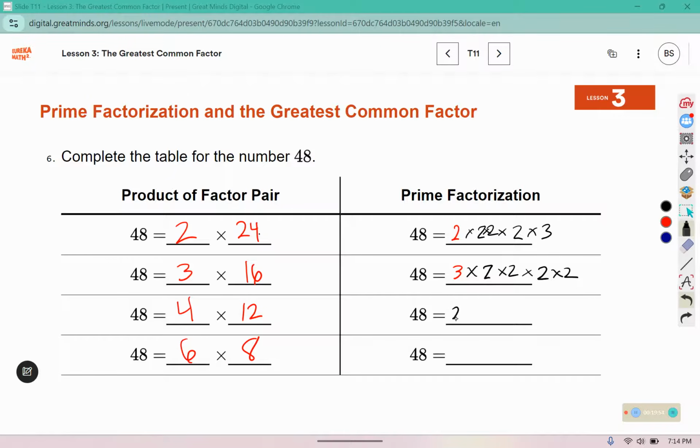4 isn't prime. It can be split into 2 times 2. 12 is not prime either, but it can be split into 6 times 2. And we can split 6 further into 3 times 2. You see again, 1, 2, 3, 4 2s, and 1 3. 6 can be split into 3 times 2, and 8 can be split into 4 times 2, but we can split that 4 up as well into 2 times 2. So 1, 2, 3, 4 2s, and a 3.